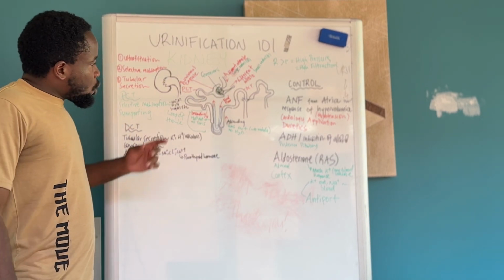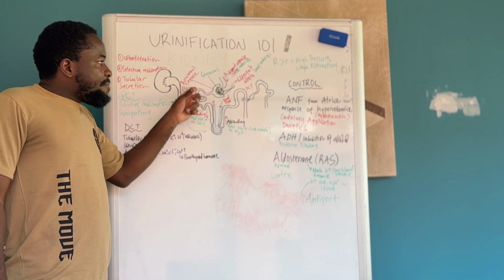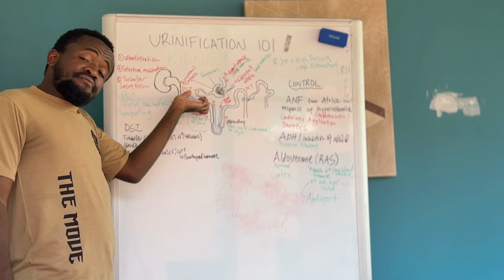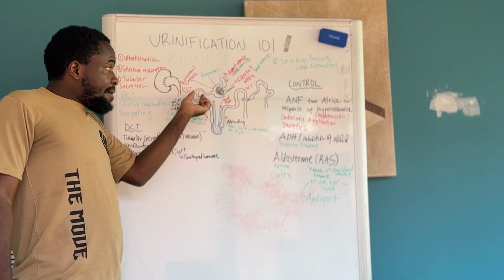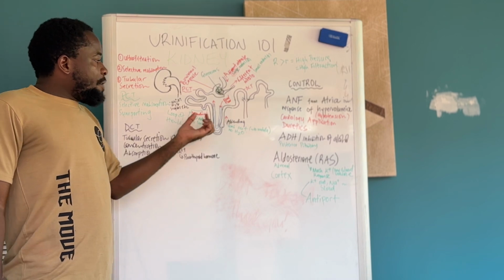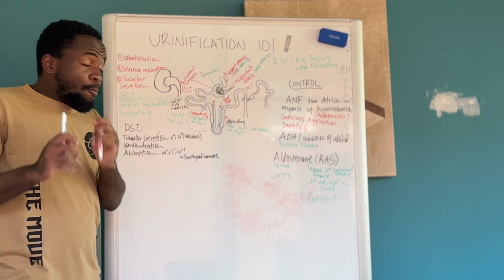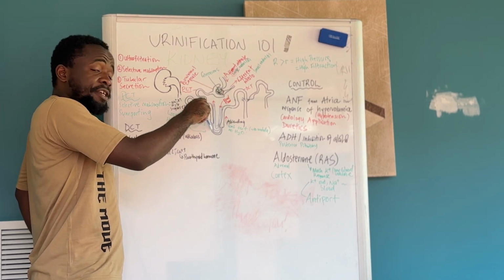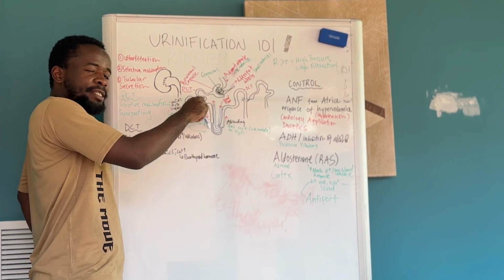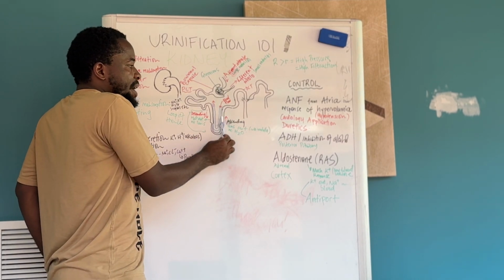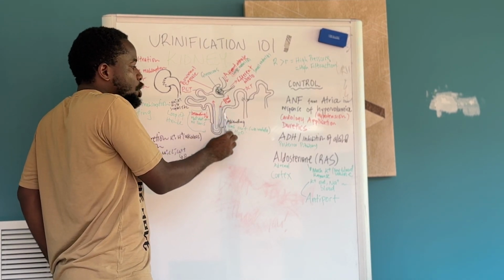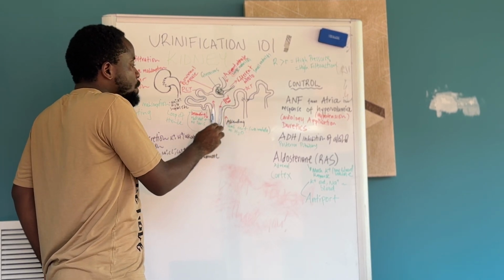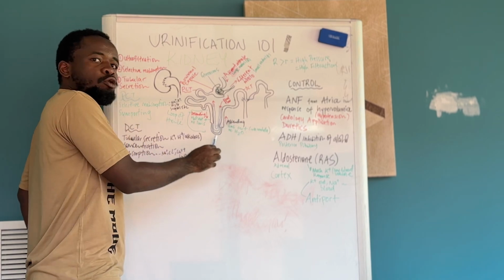Isn't that cool? Now, going to the proximal convoluted tubule, PCT, it has carrier proteins, as we are going to see, because some processes occur there. Then we have the loop of Henle, which has two parts, as you can see. This part going down is called the descending limb of the loop of Henle. The part going up is called the ascending limb of the loop of Henle. This whole thing here is called the loop of Henle.